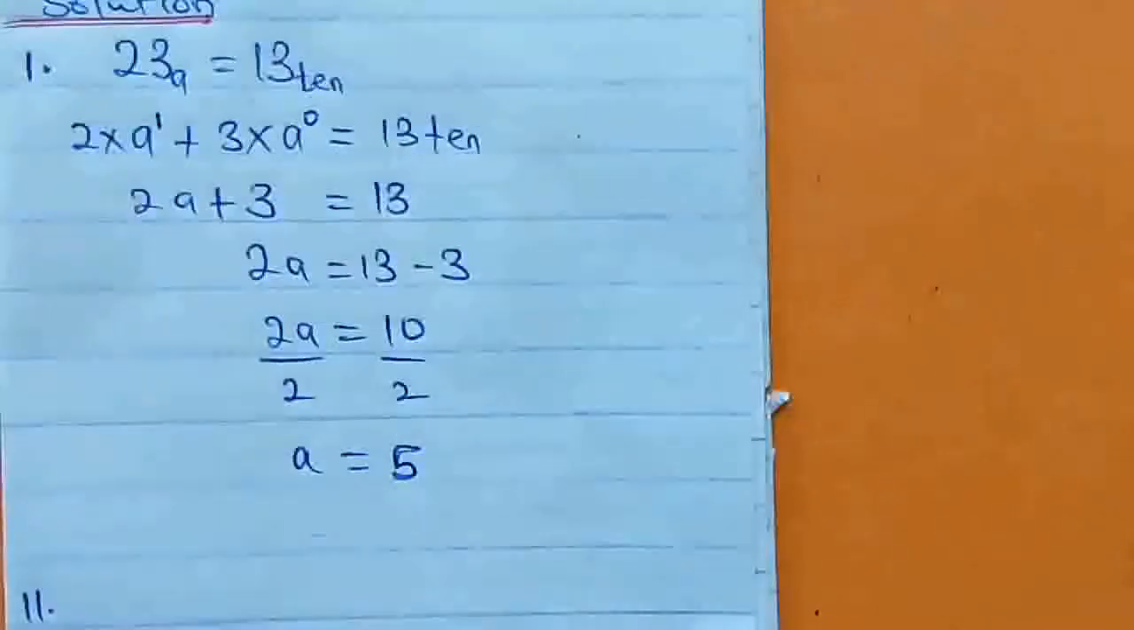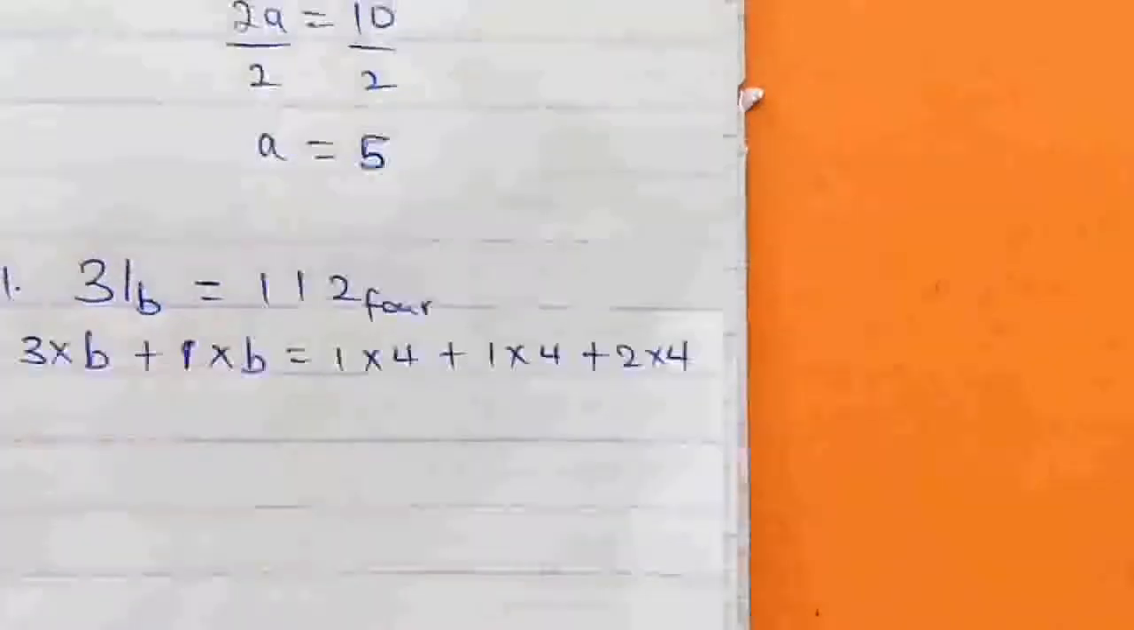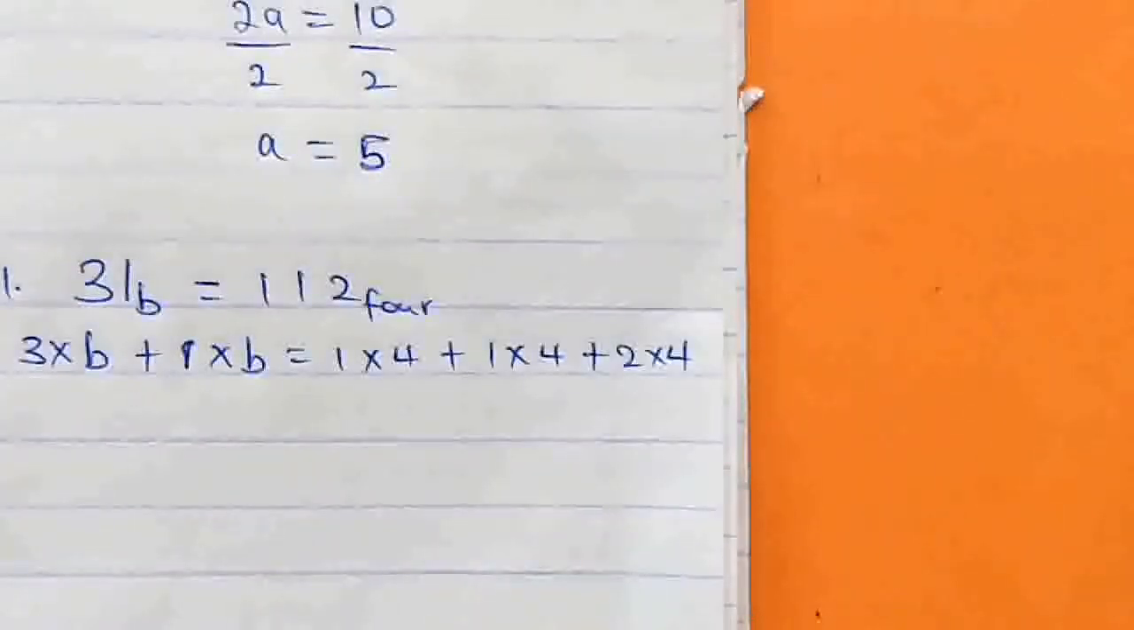Second question. Here we have 31 in base b is equal to 112 in base 4. Okay, the first thing to do is to equate the base numbers to base 10. Make sure that both base b and base 4 are in base 10. If for instance you do not remember this, please go back and watch my video on number base 1.